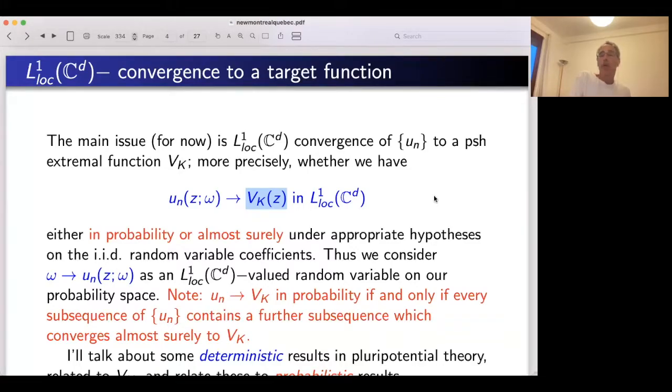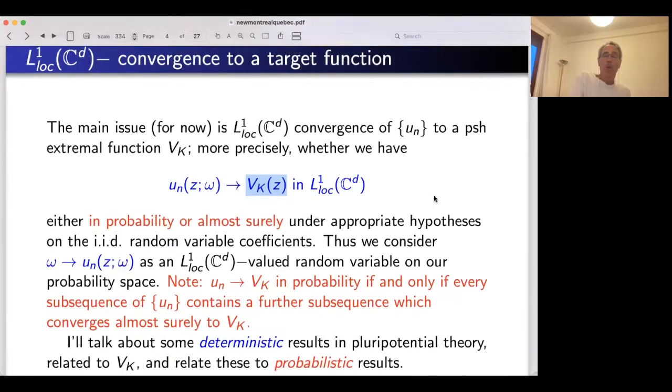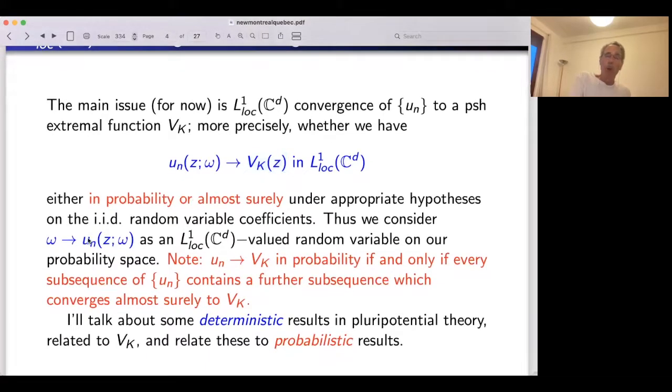And again, we're going to need appropriate hypotheses on these independent identically distributed random variables, these a_i's. I just want to make one comment: we're going to consider these u_n's, and I've indicated again the dependence on the randomness here. These are L^1_loc valued random variables, so what it means for this sequence u_n to converge to V_K in probability is that every subsequence of the u_n's contains a further subsequence which converges almost surely.